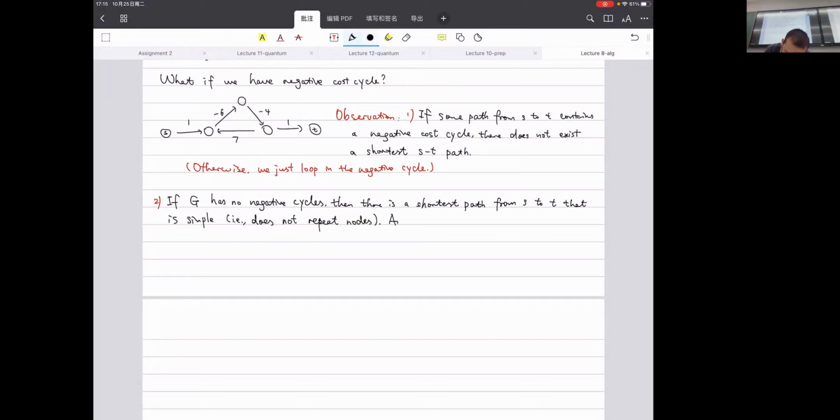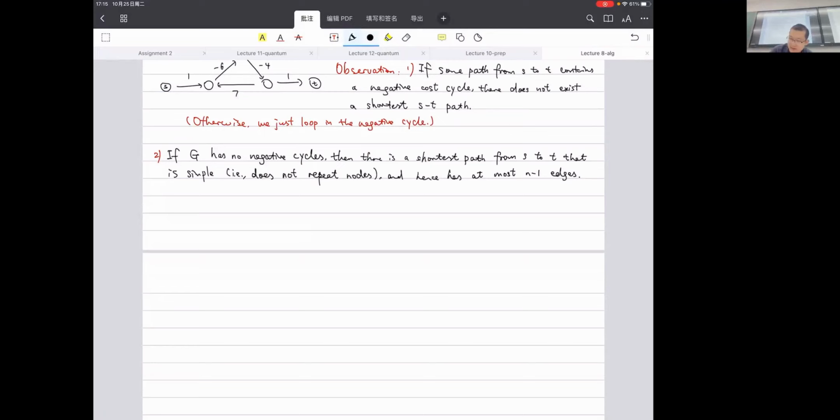And hence, it has at most n-1 edges. So this is something that we want to show next: as long as the graph does not have a negative cycle, the shortest path problem is still well defined. Okay, so why is this the case?